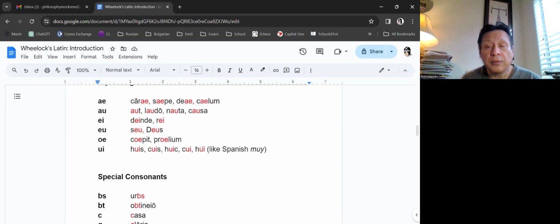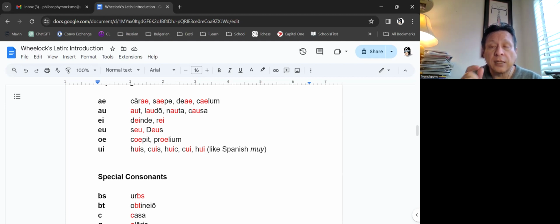The E and the I is like in a king's reign, like REIGN or RAIN, rain, precipitation. It's the same A sound, right? So it's deinde, and rei. And rei means thing, by the way. Remember, Latin is an inflected language, which means all the endings change depending on what case or conjugation, person, number, or tense you're talking about. So this is one form of the word thing.